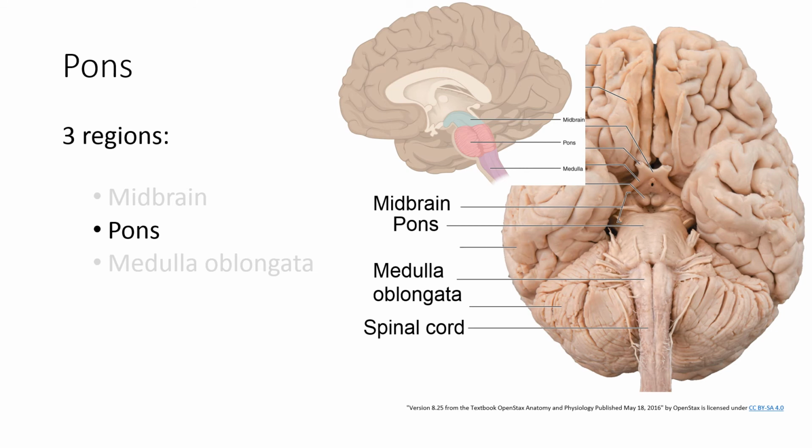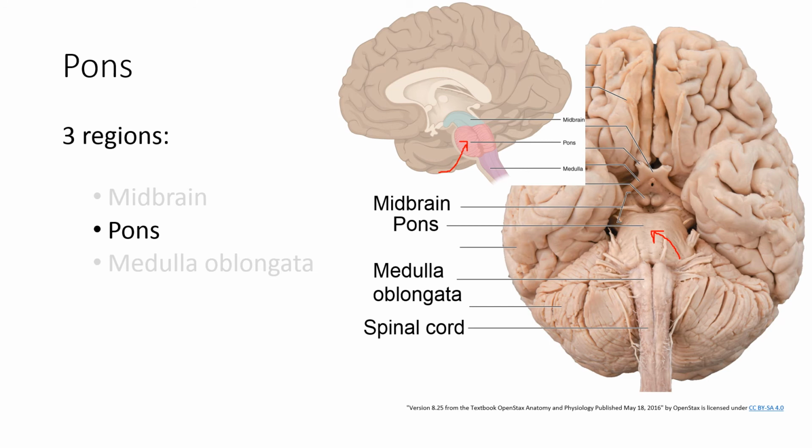All right, now let's talk about the pons. The pons you'll recognize because it has this kind of anterior bulge. It's very prominent. The pons is composed of conduction tracts that connect the spinal cord to higher centers in the brain and relay information from the motor cortex to the cerebellum.